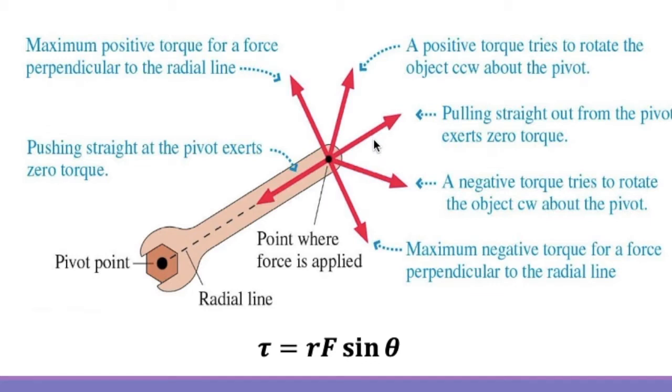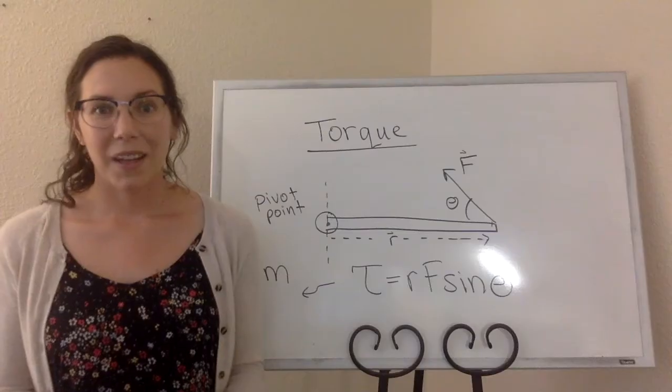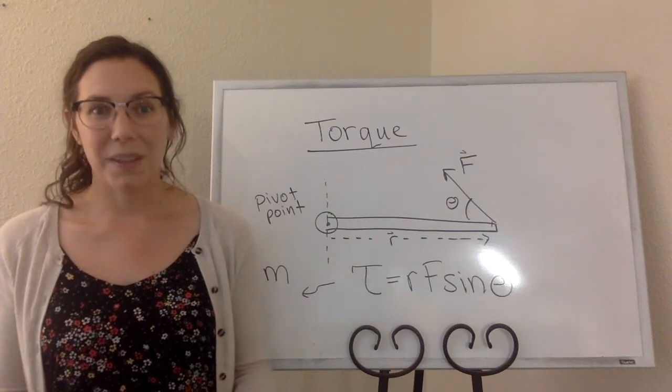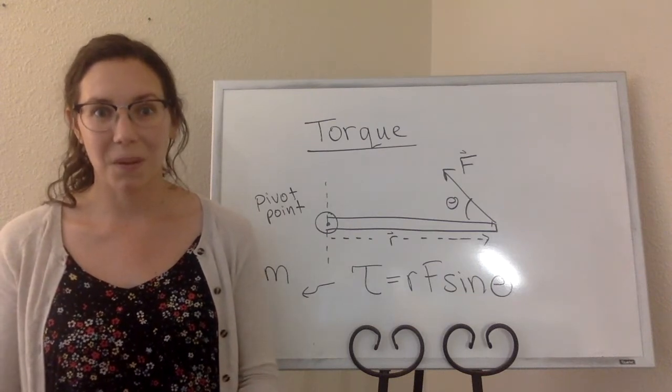Now when theta equals 0, so when we're pulling parallel or anti-parallel to the radial direction, this exerts 0 torque. We can also see the sign convention here. A positive torque tries to rotate the object counterclockwise about the pivot, whereas a negative torque tries to rotate the object clockwise about the pivot. There are 3 different methods that can be used to calculate torque, so let's look at those now.